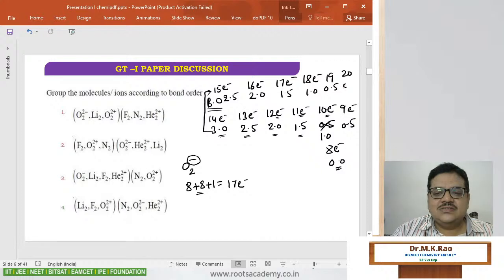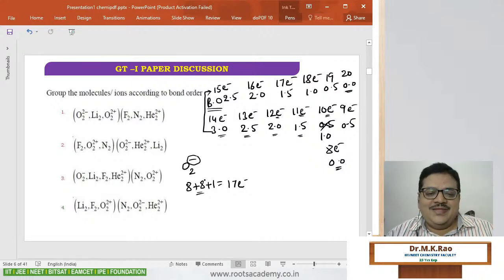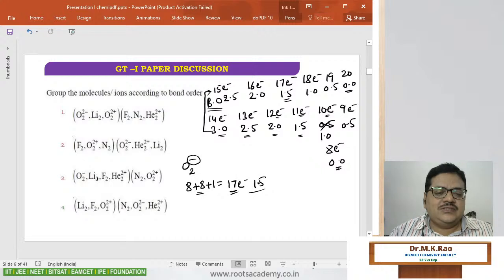20 electrons, 0.0. So if you consider O2 minus, how many electrons? 17 electrons. 17 electrons means bond order is 1.5. Next, lithium. If you consider lithium 2. O2 minus, they are saying. O2 minus: 8 plus 8 plus 1, 17 electrons, 1.5.